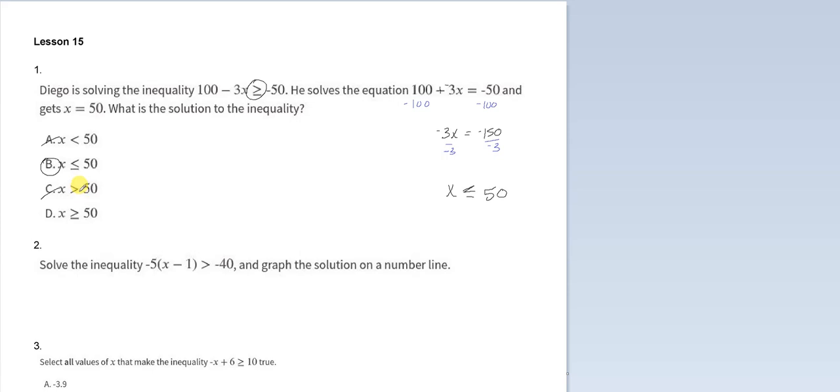And, you know, you can test it out. You can try numbers that are bigger than 50, ones that are smaller than 50, ones that make it work. And the ones that are smaller than 50, like 0, if I put 0 in x's place, it does make a true statement, because 100 minus nothing is 100, and 100, last I checked, is greater than negative 50. If you put in numbers that are bigger than 50, like 100 or something else, it's not going to make this true, like we just saw. So that one's got to be B.